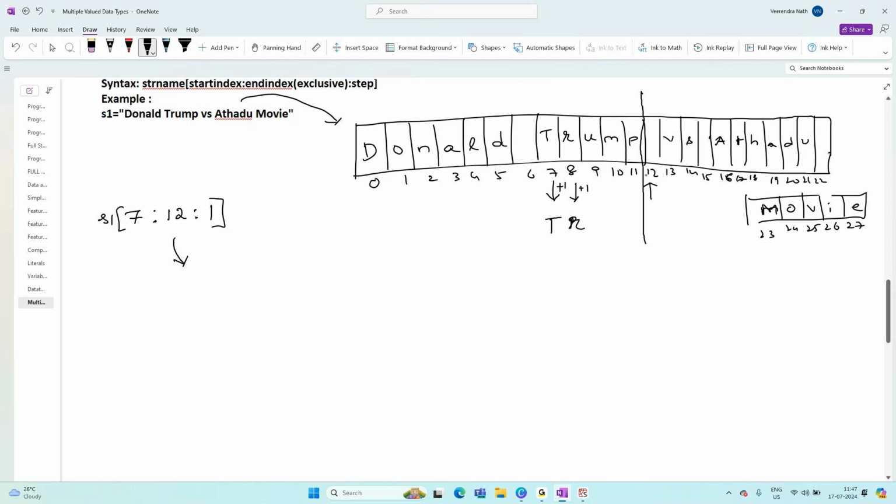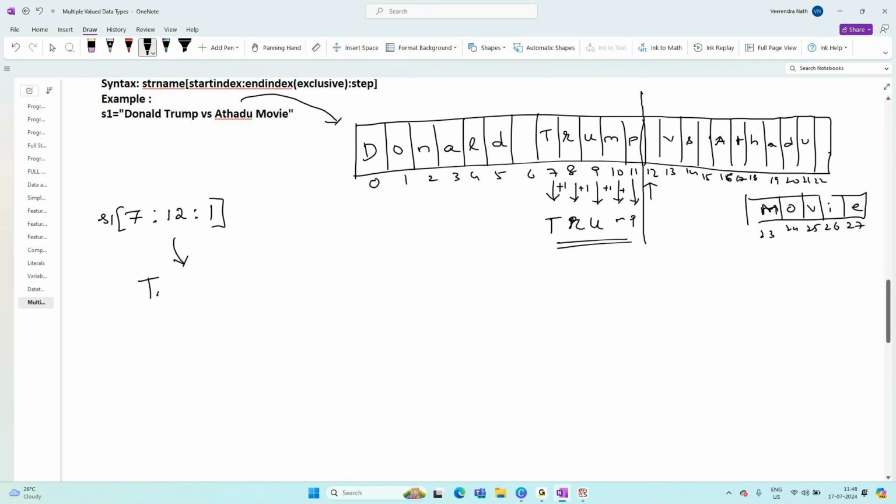Having reached 12, we leave it out. Plus 1. What happens? U. Plus 1. M. Plus 1. What is the answer? Drop. Clear?